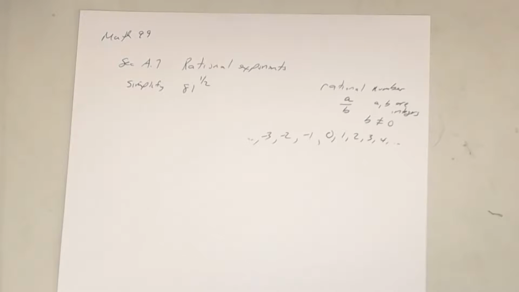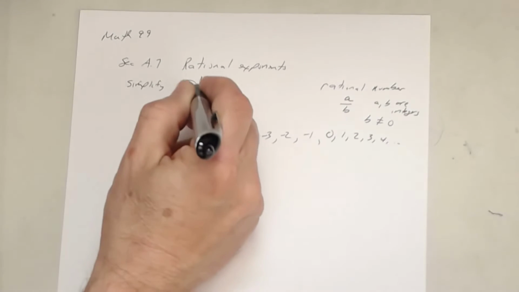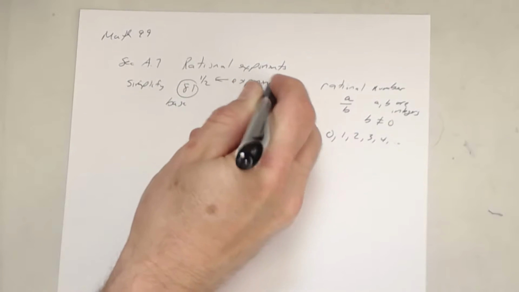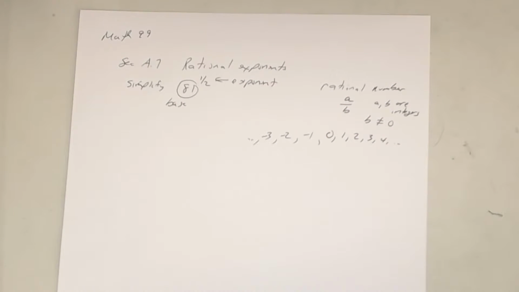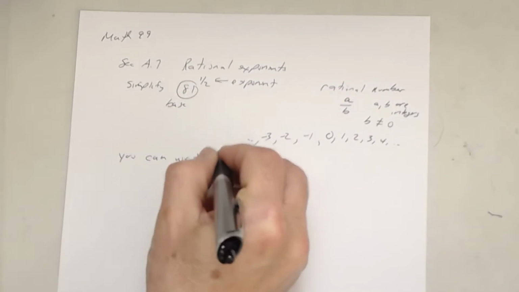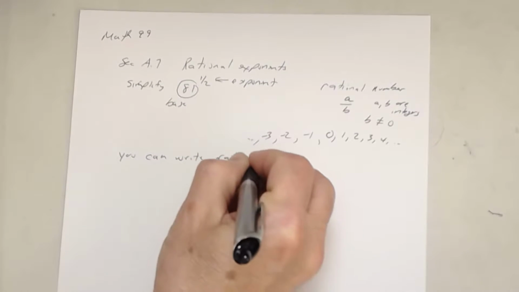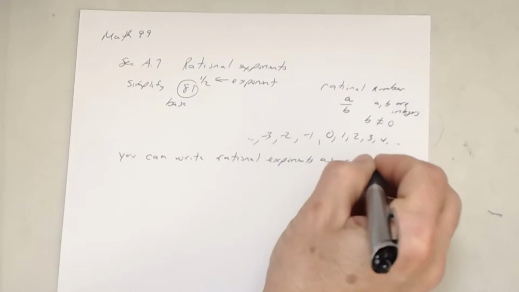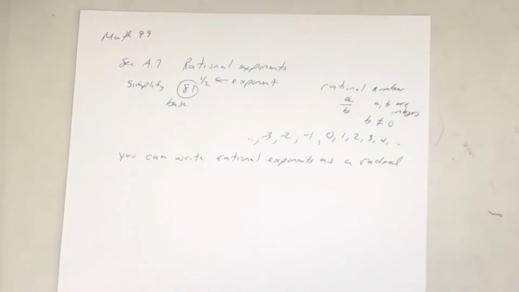Now, 81, remember, is called the base. Remember the terminology. And 1/2 is the exponent. Whenever you're dealing with rational exponents, you can write rational exponents as a radical.